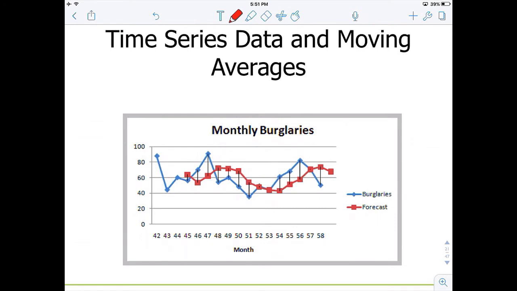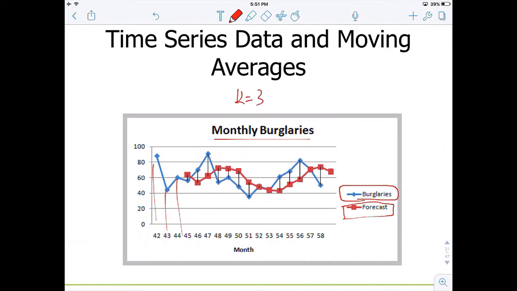Here is the graph of the monthly burglaries, the real demand. Those are represented in blue dots and also the lines. Our forecasts are represented in red squares and red lines. As you can see, we don't have any forecast for these first three guys because k is equal to 3 here, right?